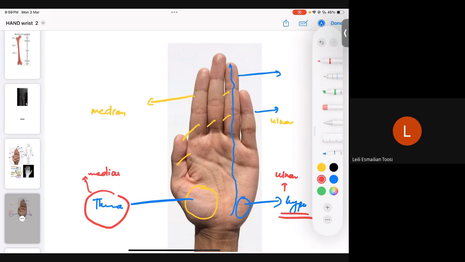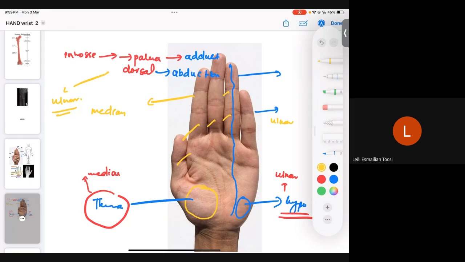Okay. What about interosseous muscles? Ulnar. Okay, different groups of interosseous muscles: palmar and dorsal, right? What's the function of palmar interosseous muscles? Adduction or abduction? Adduction. Perfect. What about the dorsal? Dorsal abduction. Perfect. What's the nerve supply? Ulnar nerve. Perfect. What about lumbricals?